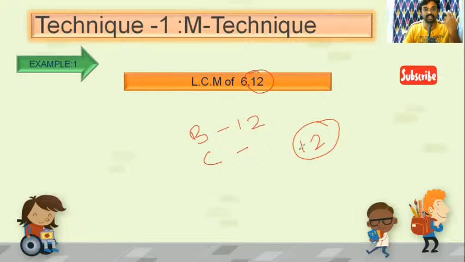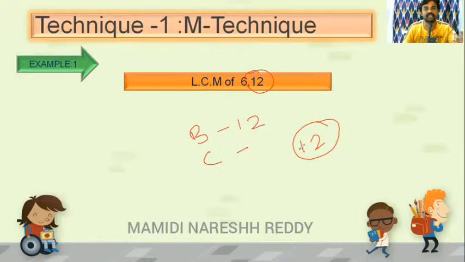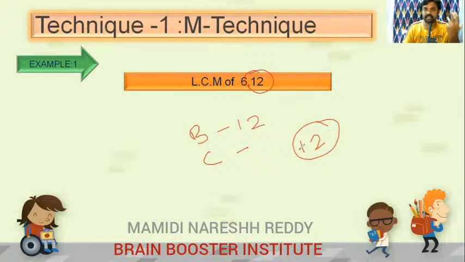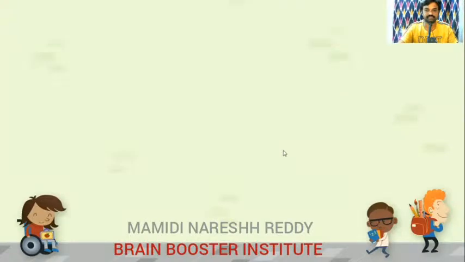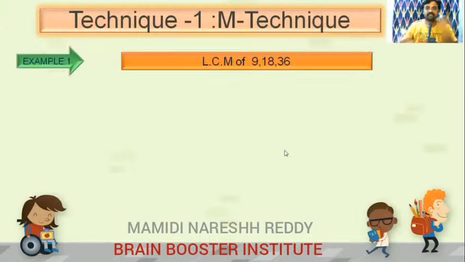If there are three or more numbers, does this technique apply? Let's see the next problem. In the previous problem, we took only two numbers. In this problem, I am taking three numbers: 9, 18, and 36. We need to apply the same steps here, my dear students.